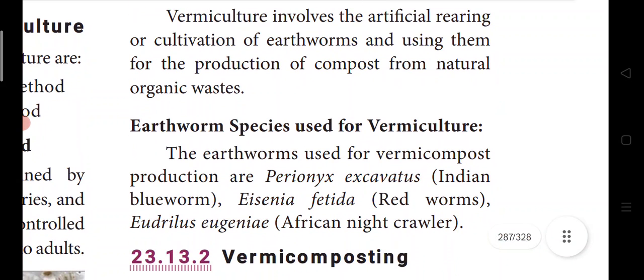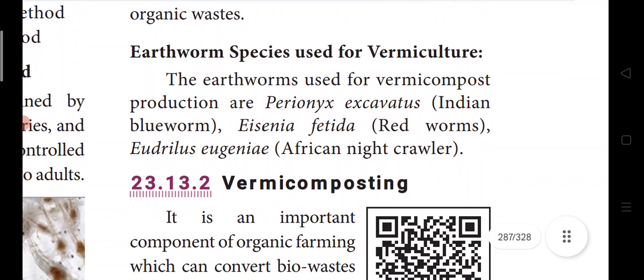Earthworm species used for vermiculture. The earthworm species we use very commonly are Perionyx excavatus, which is the Indian blue worm, Eisenia fetida, which is a red worm, and Eudrilus eugeniae, the African night crawler.